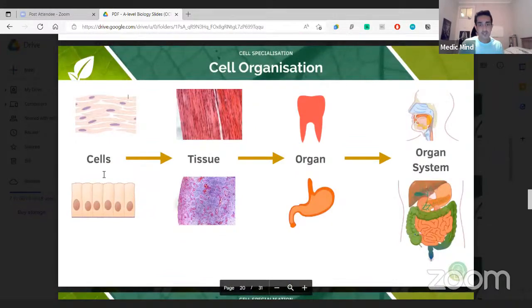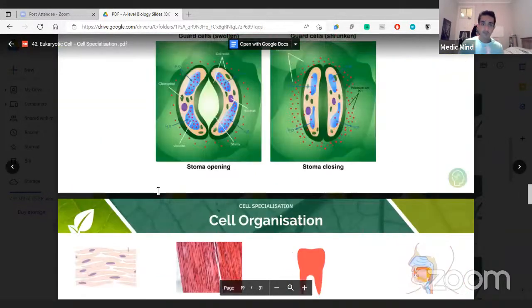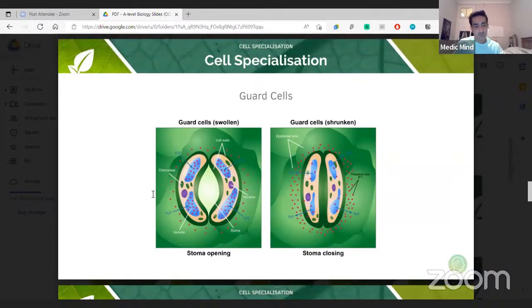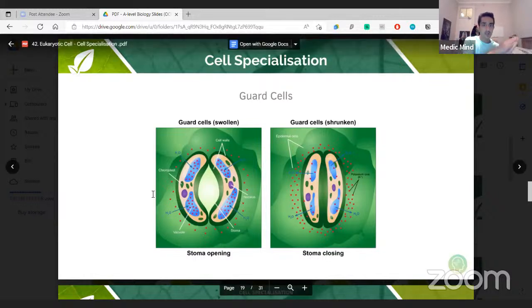How does cell specialization occur? One piece of advice for an exam: if they ever give you a type of cell that you're unfamiliar with and they ask you about its specializations, the best way to do this is to think about the function of the cell. Start by thinking, what does the cell need to do? Then think, what would it logically need to be able to do that very well?